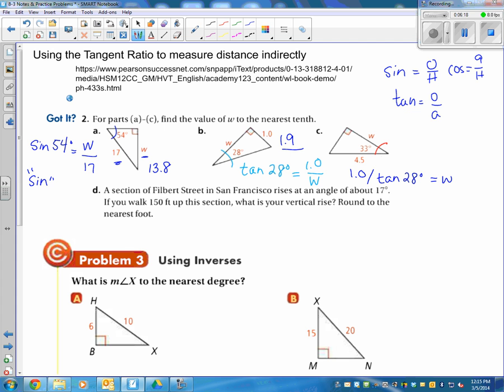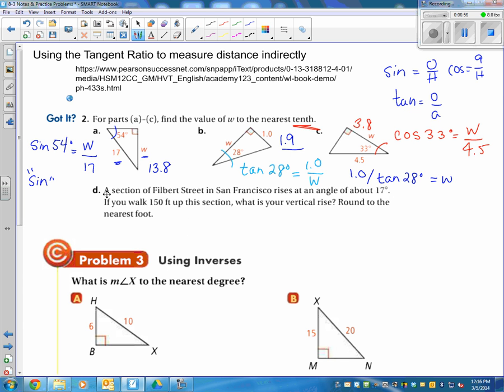For C, we have this angle at 33, and we have the adjacent side and the hypotenuse. So for this one, we'll use cosine. So we'll say the cosine of 33 degrees is equal to, and we'll say the adjacent side is W over the hypotenuse, which is 4.5. And again, we put cosine of 33 into the calculator and then multiply by 4.5. Then we'll find that W is going to be equal to 3.8. Again, the directions are asking us to round to the nearest tenth.